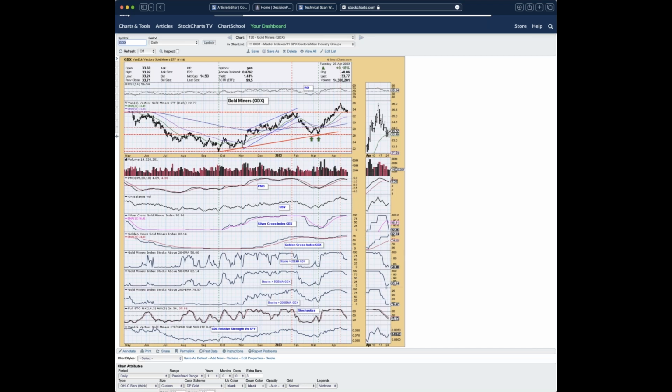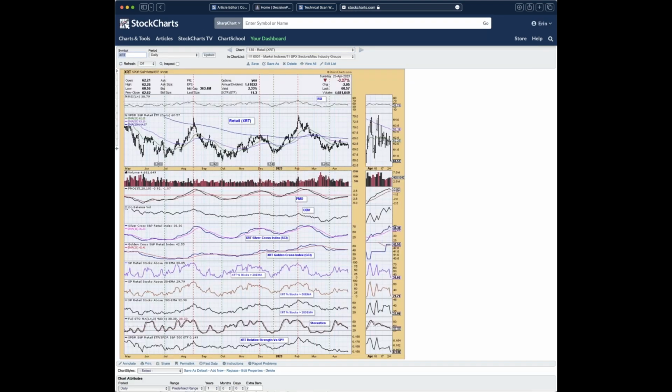This is a nice start. We got the percent of stocks above their 50. That's a good start, but now we need to get them above their 20. So that's what I'm going to be waiting for on gold miners, and we're not seeing that yet, but certainly relative strength looks like it's getting ready to pick up. Stochastics really haven't gotten involved yet either, so that would be another reason I would be holding off on a gold miners play here.